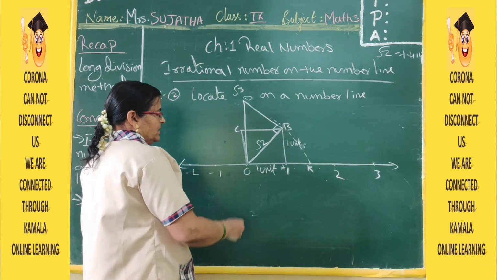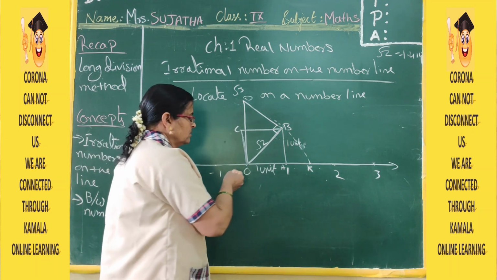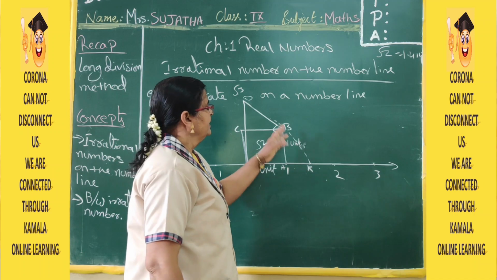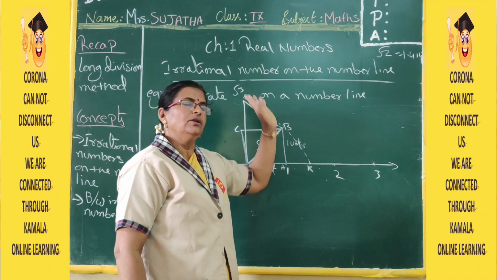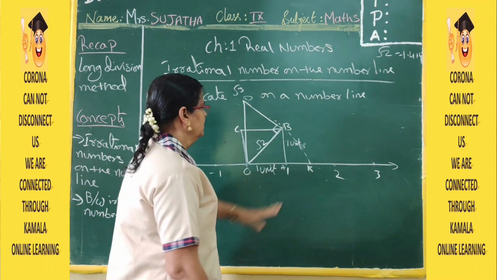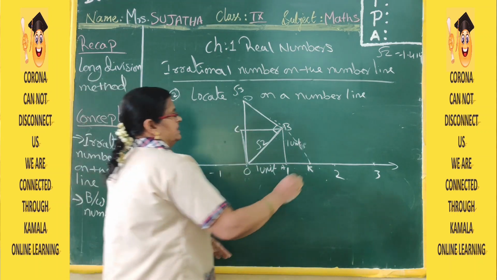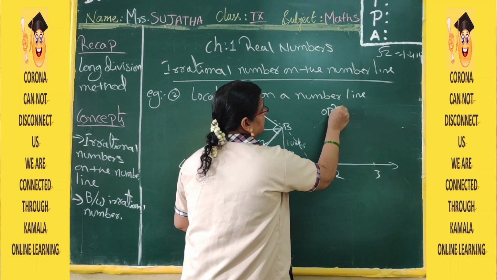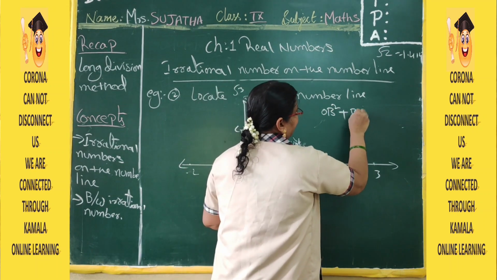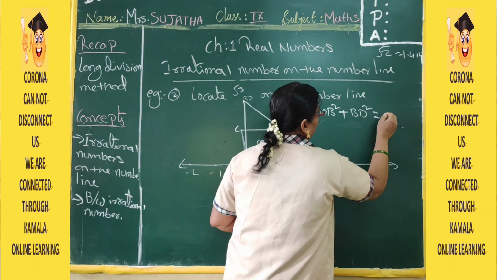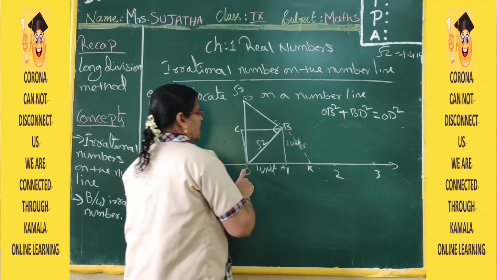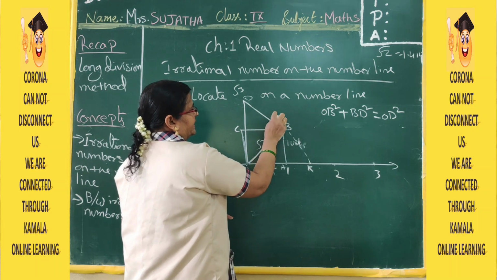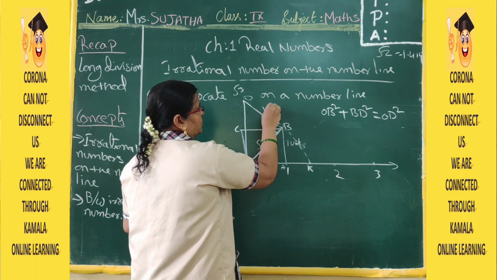Okay? Why? Because see, which triangle do you take now? OBD. OBD triangle you have to take. It is a right angle triangle. Again you have to use the Pythagoras theorem. According to Pythagoras theorem, OB square plus BD square is equal to OD square. Now this already you got OB value √2. Now what is BD value? BD distance is 1 unit.